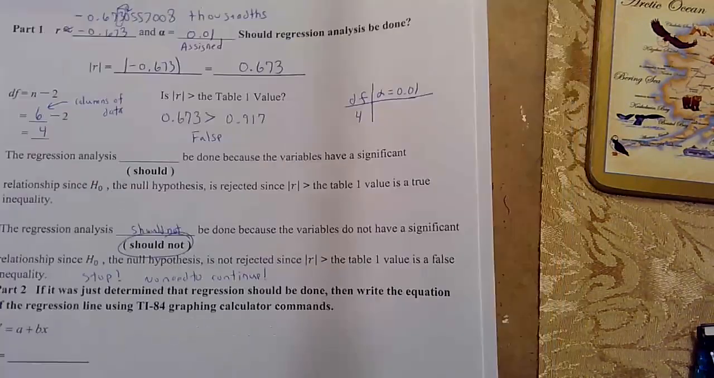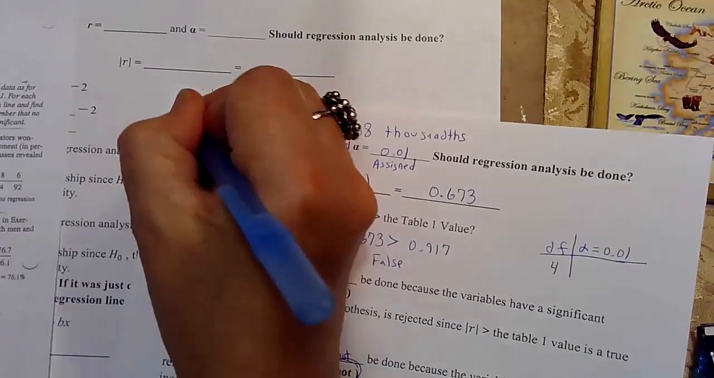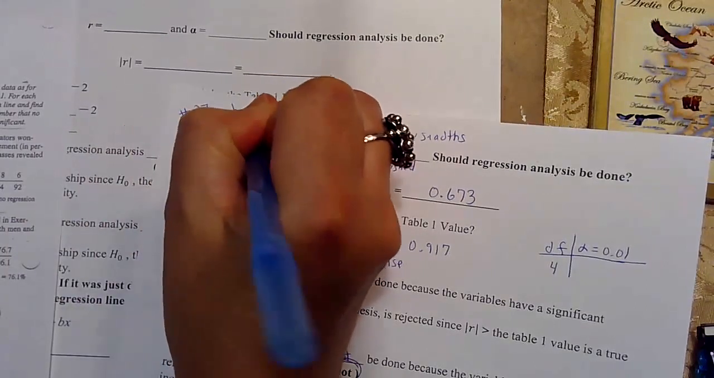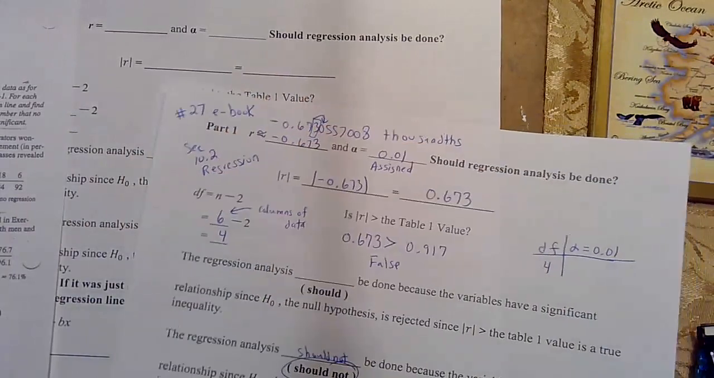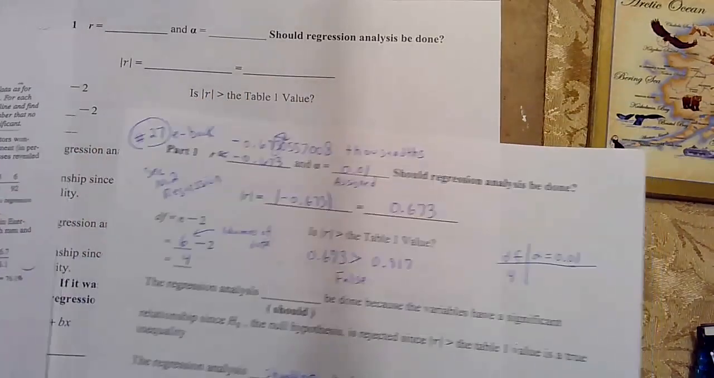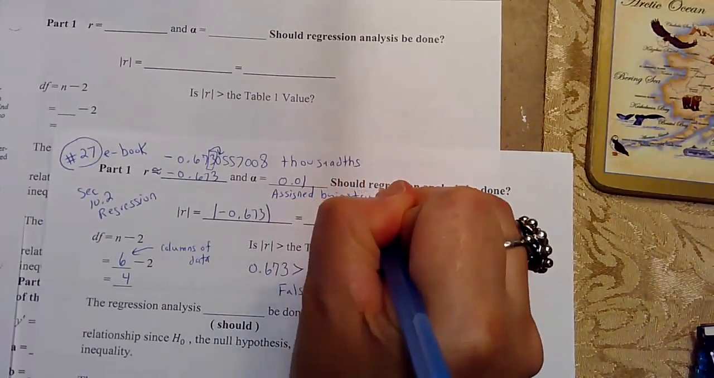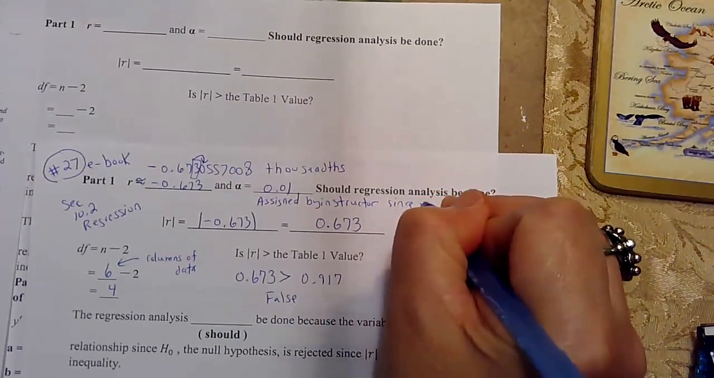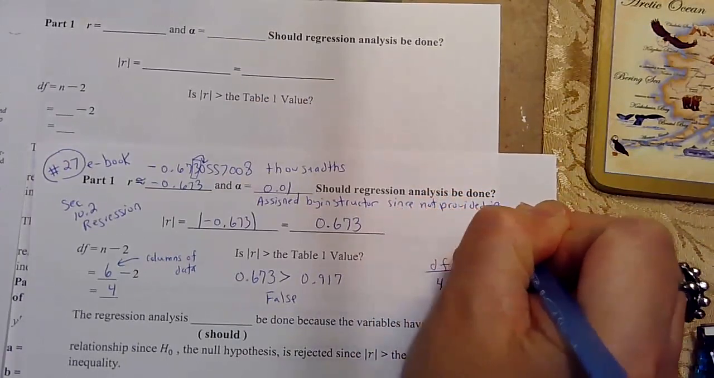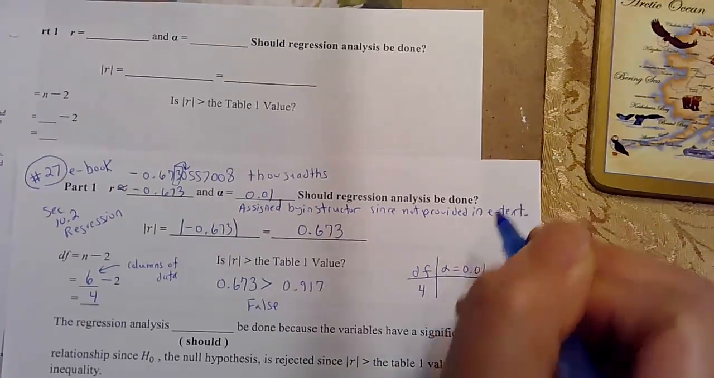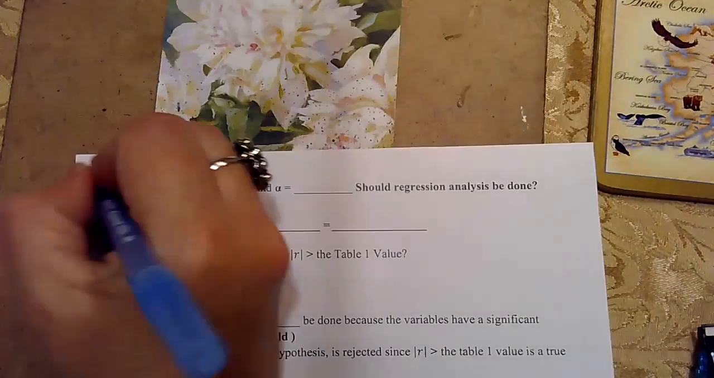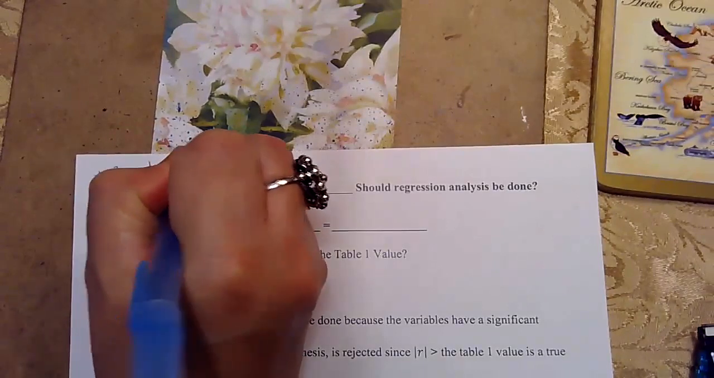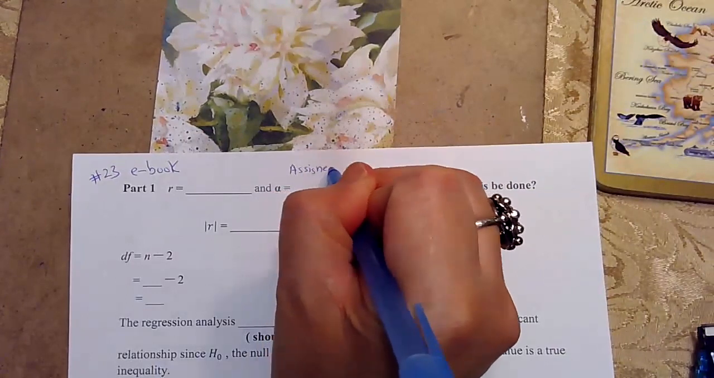All right, so now the other problem. So this was number 27 from the ebook, and that was section 10.2, which is called regression. So that's where this is coming from. And this was just assigned by the instructor, since it was not provided in the ebook, in the e-text, so I had to assign it. Okay. All right, now the other problem that we're going to do is number 23. Okay, so this is number 23 in your ebook, and here assigned by your instructor.